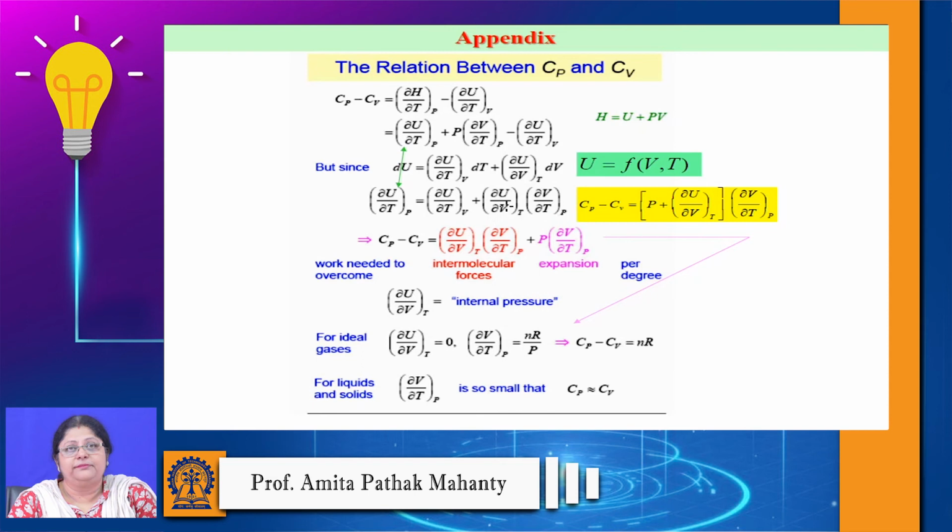at constant pressure. So if you rearrange this, what you get is Cp minus Cv on the left hand side is nothing but the internal energy change with volume at constant temperature. This is the internal pressure, mind you, and a volume change with temperature at constant pressure. If you look at this, you can say that Cp minus Cv is nothing but the work required to overcome the intermolecular forces.